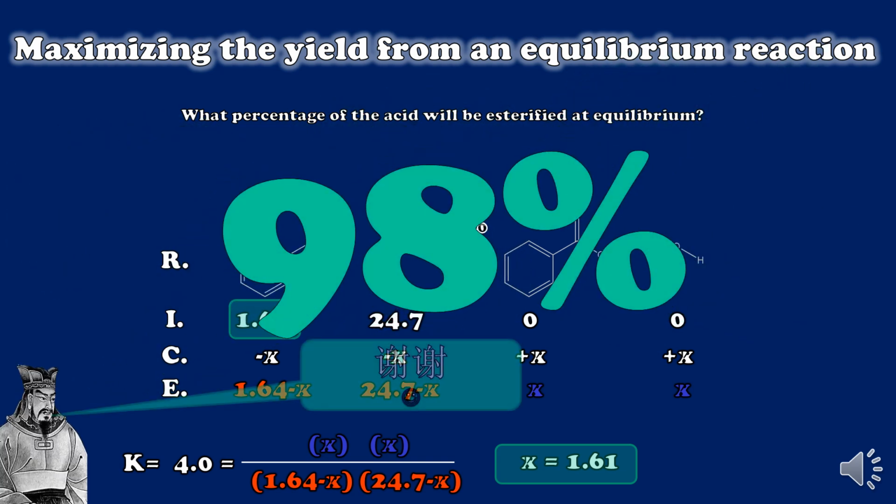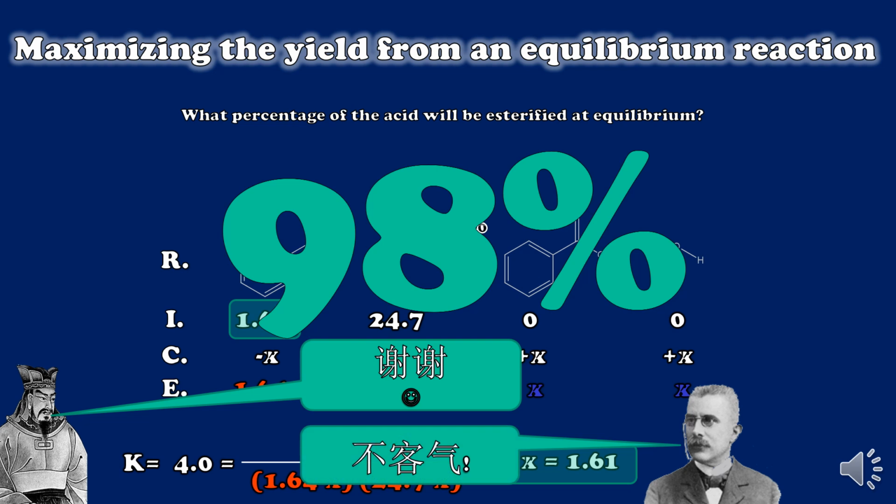It's 98% conversion. To which Sun Tzu says, 谢谢. And of course, Le Chatelier says, 不客气. Thank you and you're welcome. And forgive my terrible Chinese.